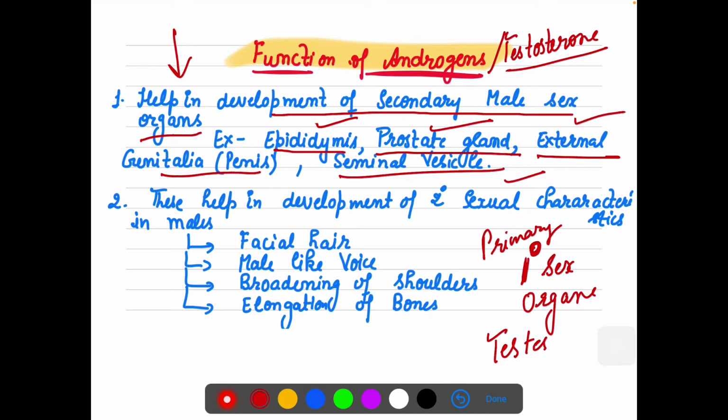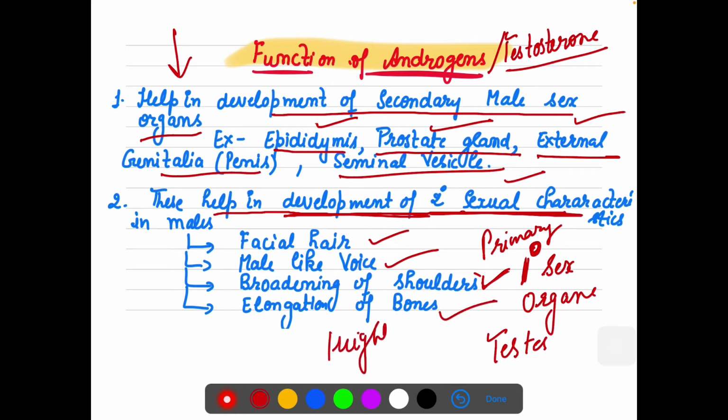Then testosterone plays a very important role in the development of secondary sexual characteristics like facial hair, hair on the chest, then deepening of voice, male-like voice, and broadening of shoulders. When people are in the adolescent stage, there is a release of testosterone, and the body is also developing at that time. Elongation of bones, height suddenly increases. So these secondary sexual characteristics are helped by testosterone.